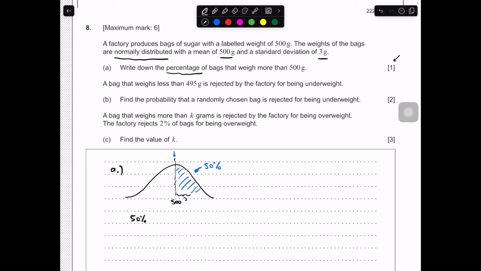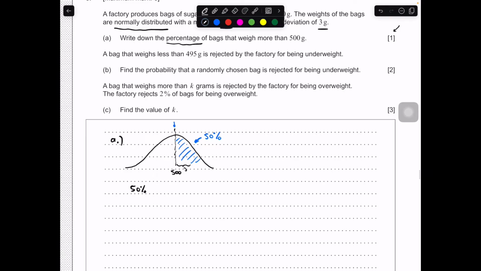Okay, let's go on to part B. I'm just going to move this because I think I might need the space. Part B.